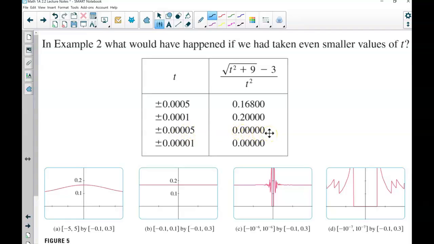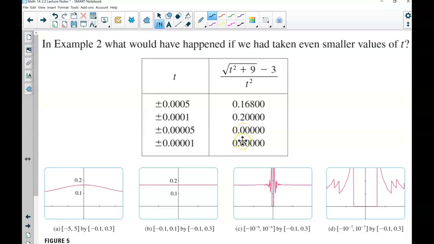If you try these calculations on your own calculator, you might get different values, but eventually you will get the value of 0, like we did here, if you make t sufficiently small. Now, does this mean that the answer is really 0 instead of 1/6? Well, no. The value of the limit is 1/6, as you will show in the next section.